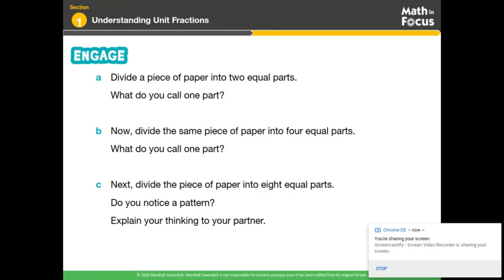Try this. Divide a piece of paper into 2 equal parts. What do you call one of those parts? Now divide that same piece of paper into 4 equal parts. What do you call one of those parts? Next, divide that same piece of paper into 8 equal parts. Do you notice a pattern? What do you think?